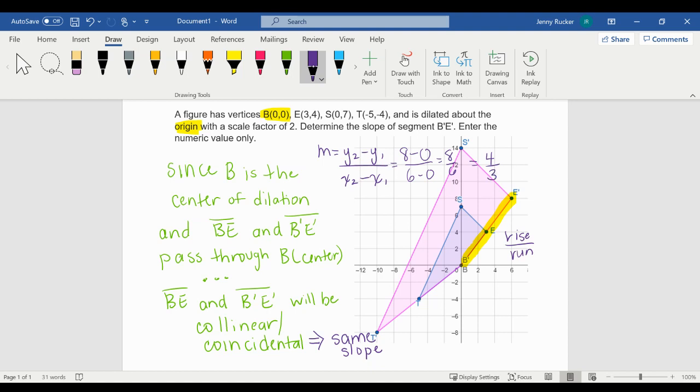Or we could have done rise and run. So you can see that our rise is 4 and our run is 3. Or we could do our rise is 8 when our run was 6. So we have a couple of different triangles. We could look at the rise and run for BE or B prime E prime, and we get the same exact slope, which is going to be 4 over 3. So the slope of segment B prime E prime is 4/3.